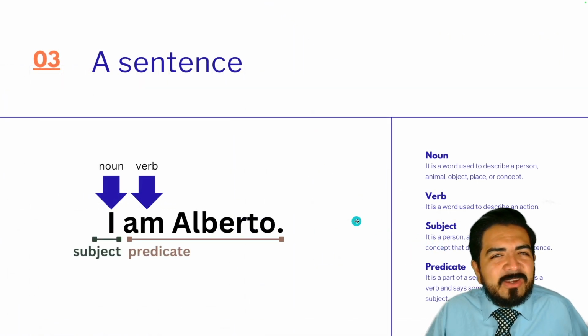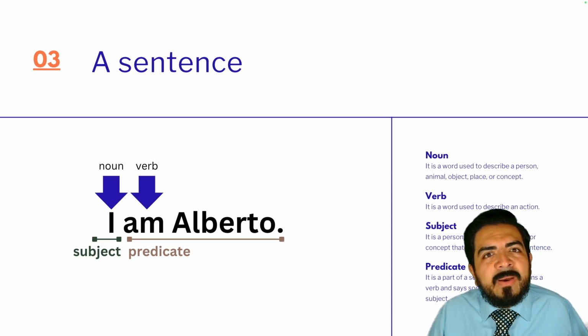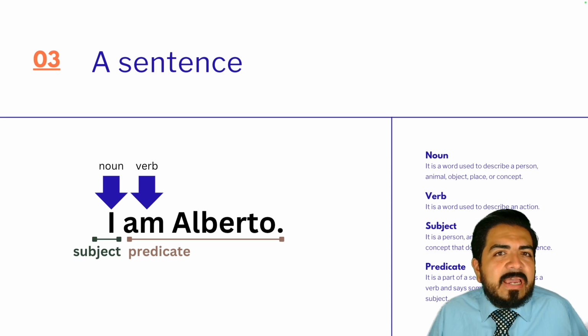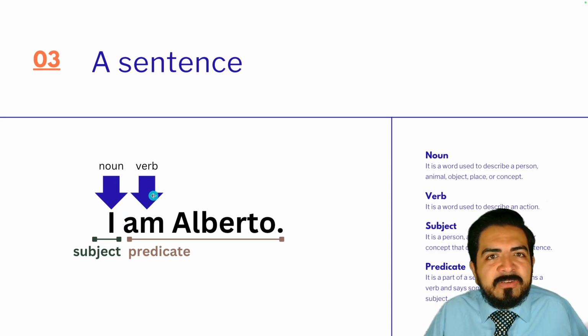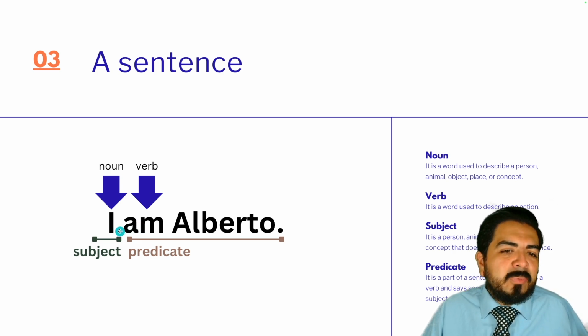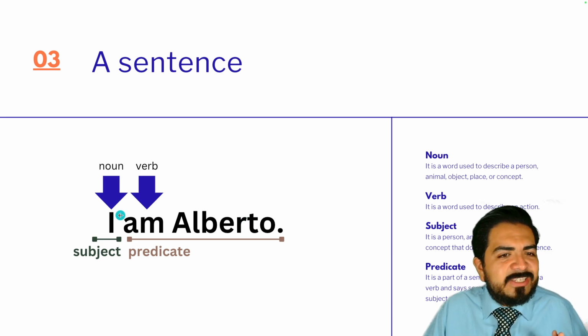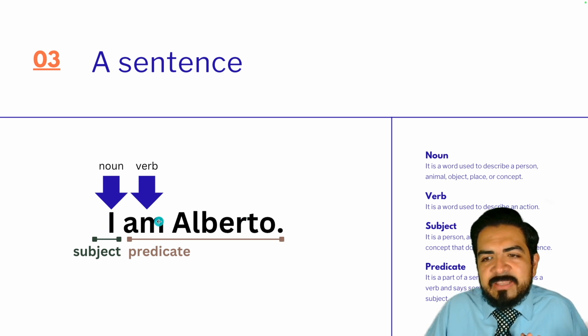So before we start talking about the verb be and simple present, we're going to talk about what is a sentence. A sentence contains at least a noun and a verb to give a complete idea. Yes, here we have an example. I am Alberto. That's a sentence. Easy peasy. Yes, it contains at least a noun and a verb. And that's the minimum to have a complete idea.